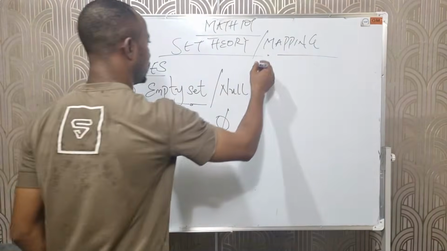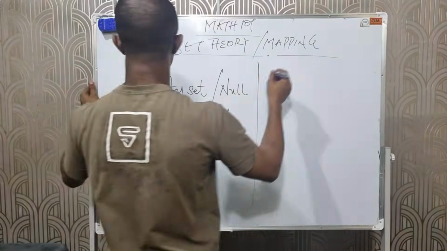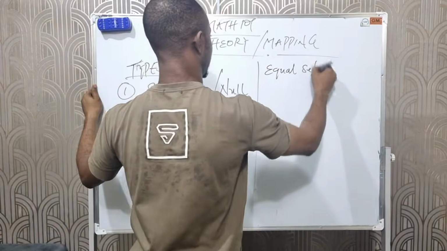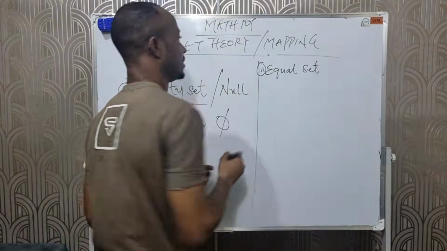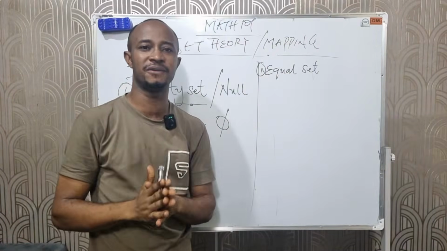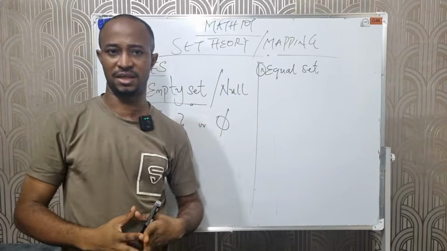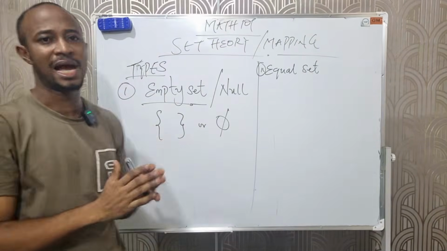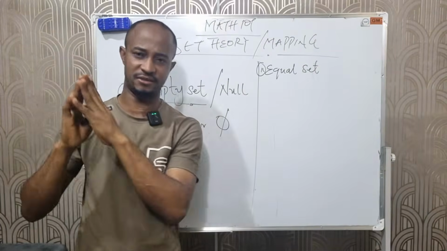Number 2, we have what we call equal sets. Now, when I say equal sets, 2 sets are said to be equal if they have the same elements. If they have the same elements, that means all the elements that are found in set A are also found in set B.